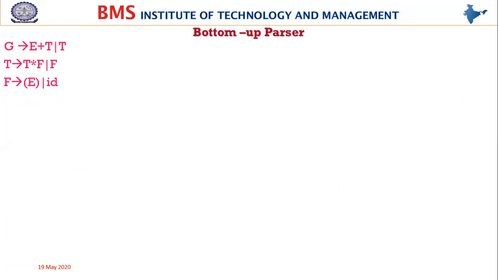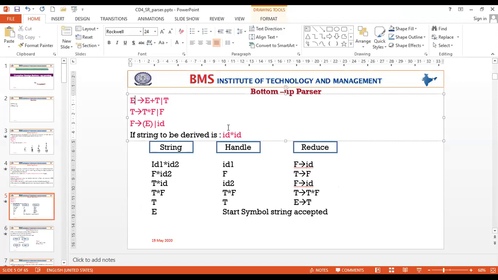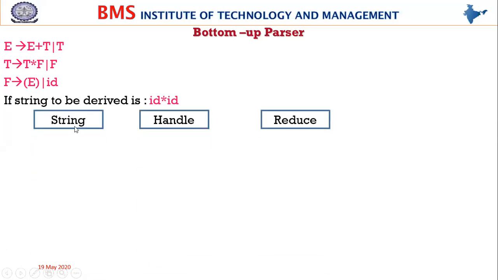We are taking the same example here. The same productions: E produces E plus T, T produces T star F, F produces open parenthesis E close parenthesis or ID. The same string we are obtaining. Now we are taking the string, the handle, and the action is reduce.